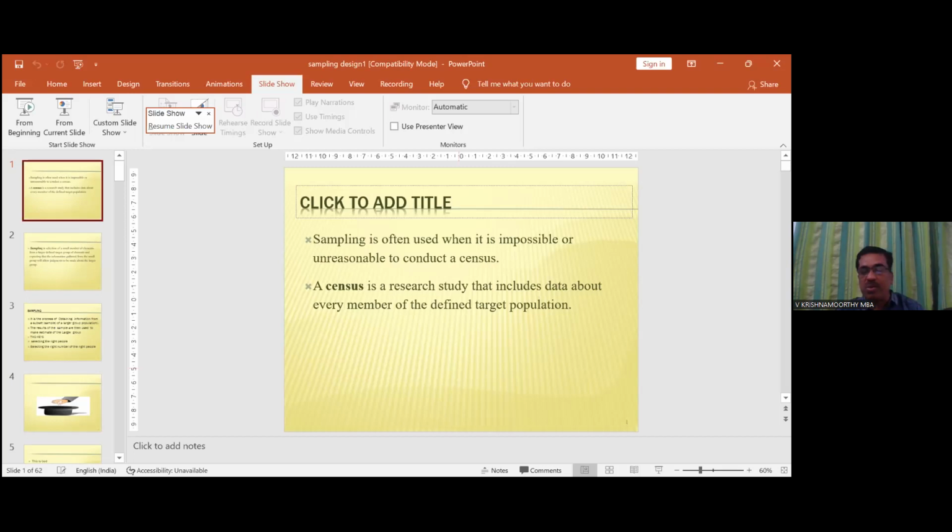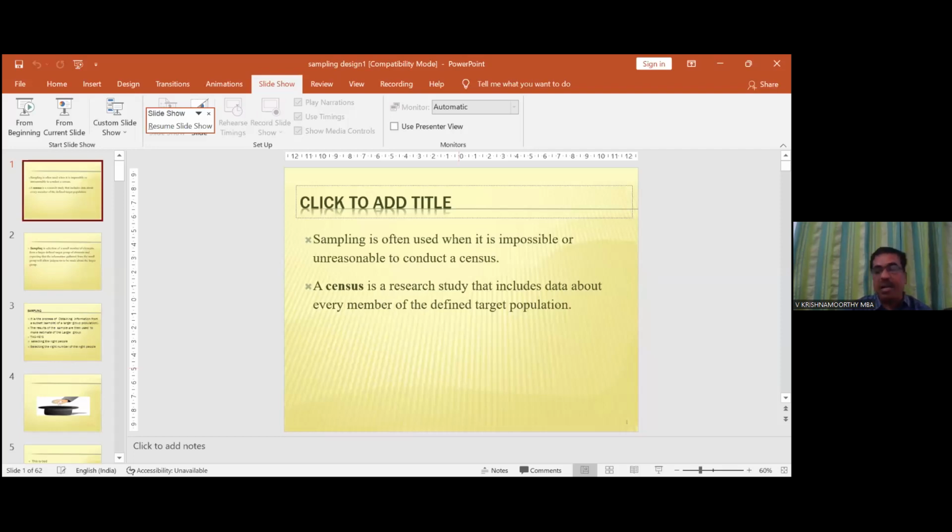We have seen what is research design. We have seen there are two types of research design: conclusive research and non-conclusive research design. Under non-conclusive, we have seen exploratory research, and under conclusive, cross-sectional research and longitudinal research. What are the uses of exploratory? What are the uses of descriptive? What are the uses of causal research? Then we discussed what are the major differences between exploratory, descriptive, and causal methods.